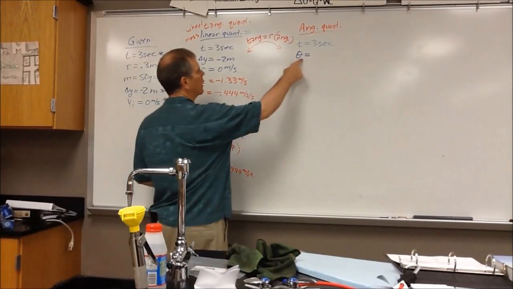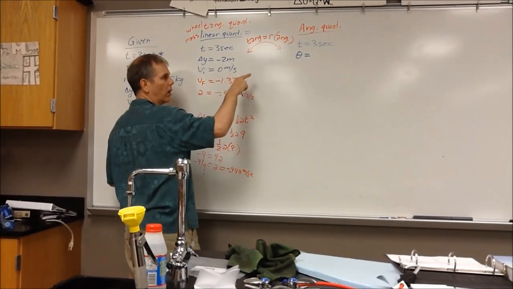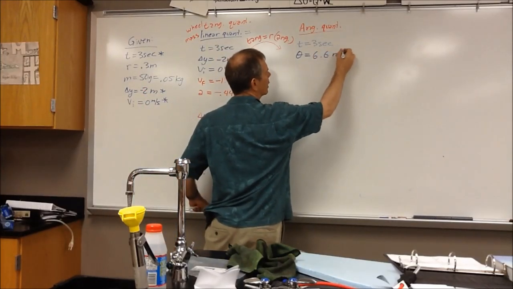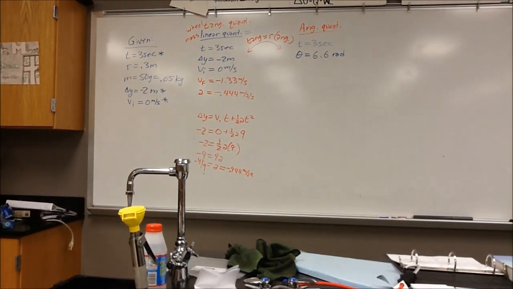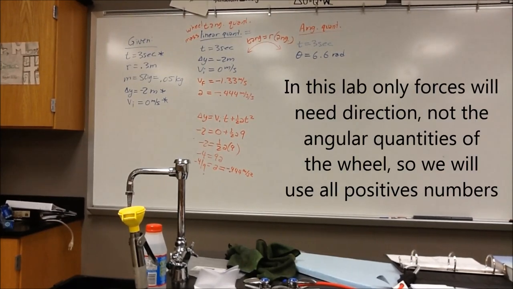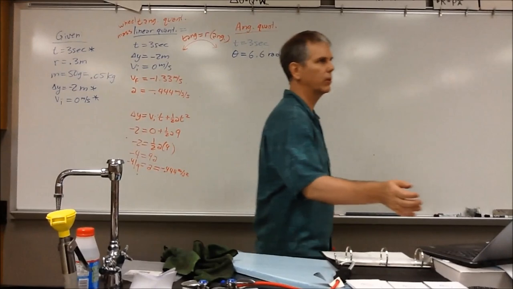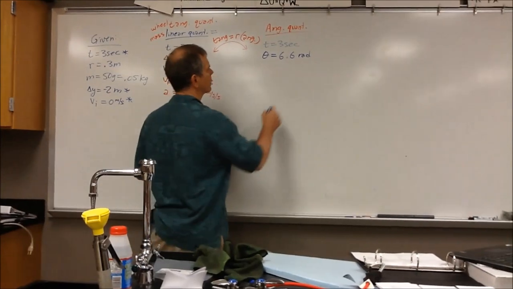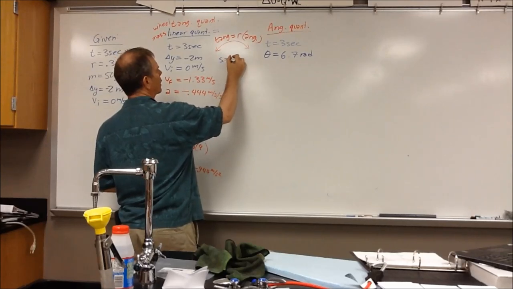Yes. Okay, so theta will equal the distance it travels around the wheel divided by R, which is 6.6. Just because, again, we're going to use positive quantities, you'll find out that there's nothing else you need to do. I've got an Excel spreadsheet that gives me these numbers. You divide 2 by the radius, which is 0.3. Because when you plug it in, you have the tangential, which is 2, divided by the radius.